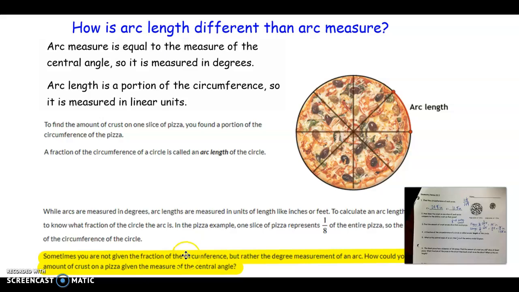Sometimes you are not given the fraction of the circumference, but instead you're given the degree measurement of the arc. Well, if you're given the degree measure of the arc, you can figure out the fractional part of the pizza or circle that you're looking at. And that's because we know how many total degrees the circle has, and that's 360 degrees. So your arc measure would just be put as a fraction over 360, and that will tell you the fractional part of the pizza your arc length represents.